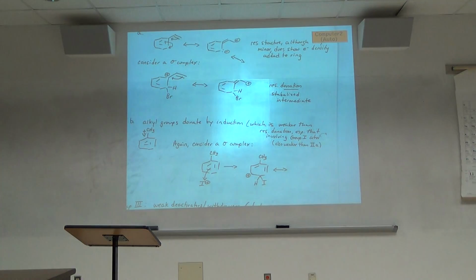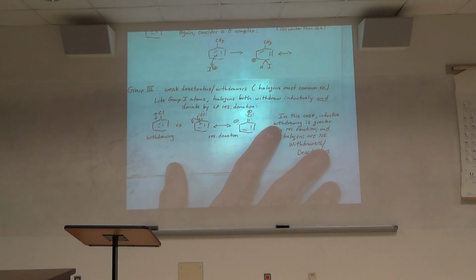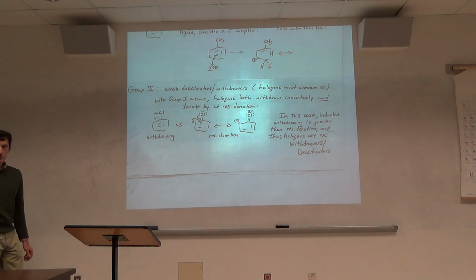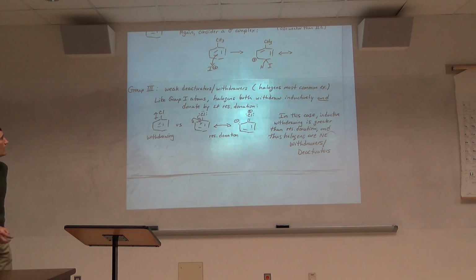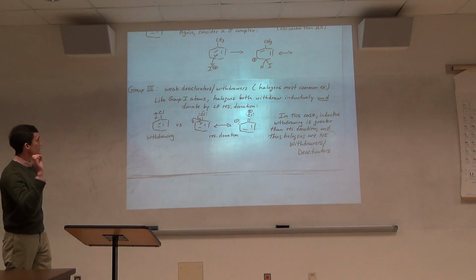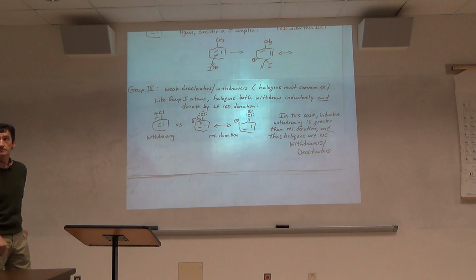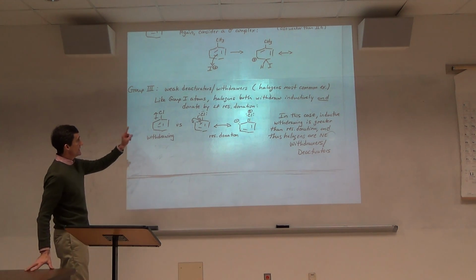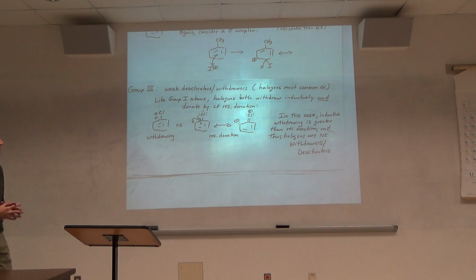Group 3, we'll pick up there. Group 3 and 4 are actually deactivators. Many groups can donate and withdraw. The main question is, what's the net effect? For group 3, the net effect is withdrawing, and the most common in group 3 are going to be your halogens. They're weak deactivators because they're weak withdrawers.